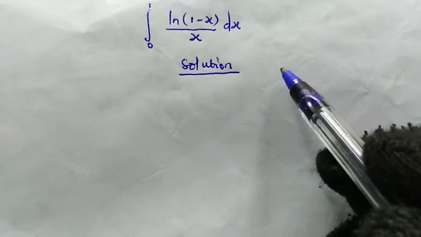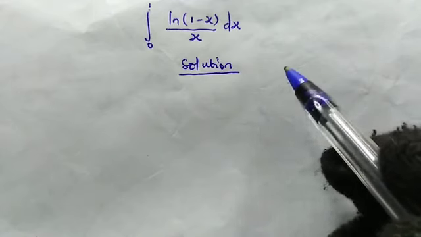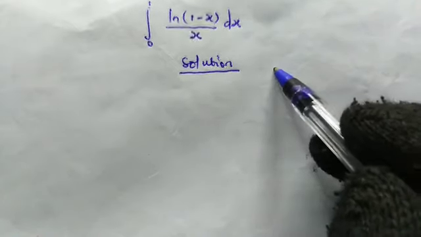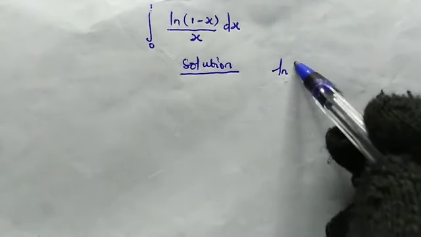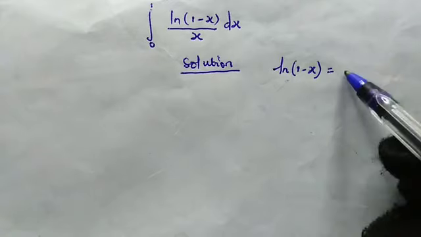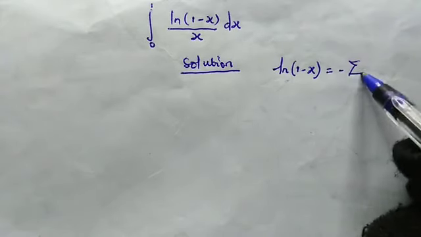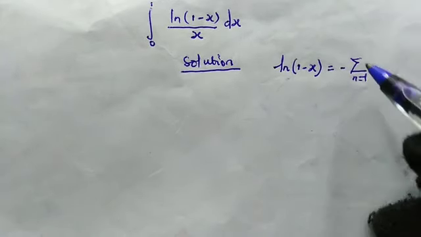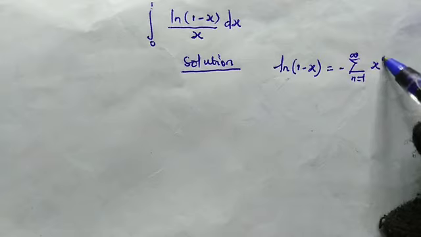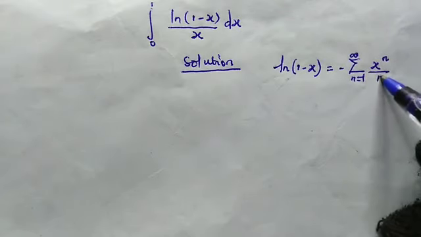Now let us recall the power series expansion of the natural logarithm of 1 minus x. We have the natural log of 1 minus x. This is equal to the negative sum as n goes from 1 to infinity of x to the power of n all over n.